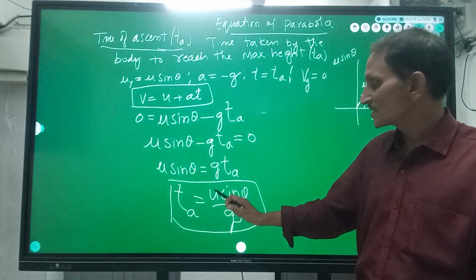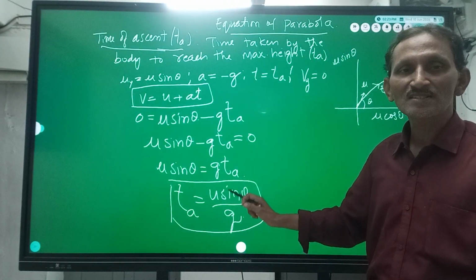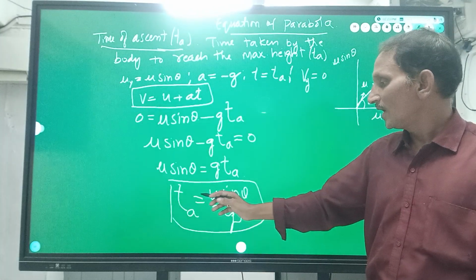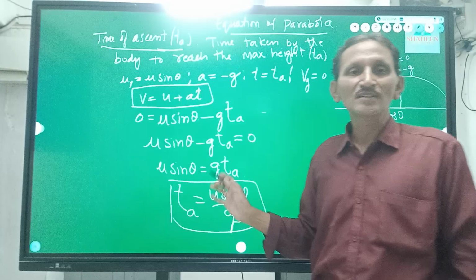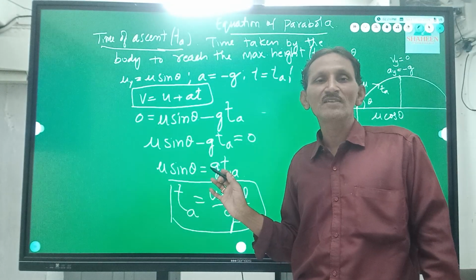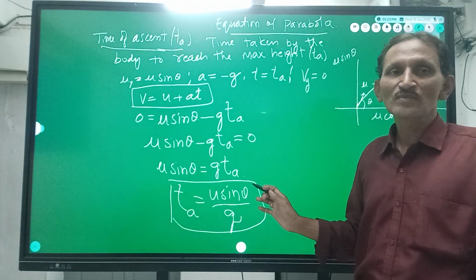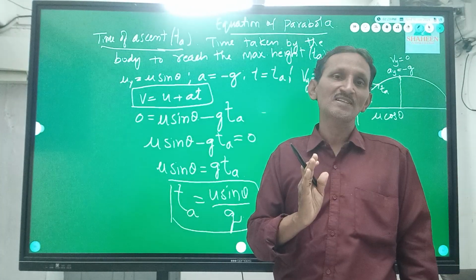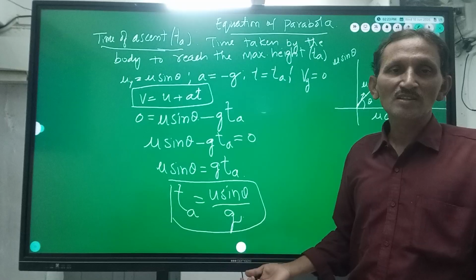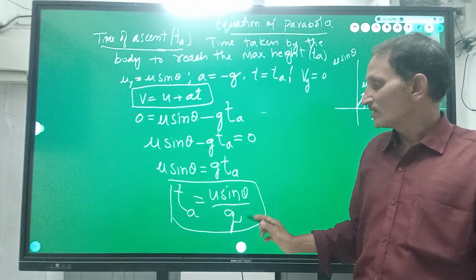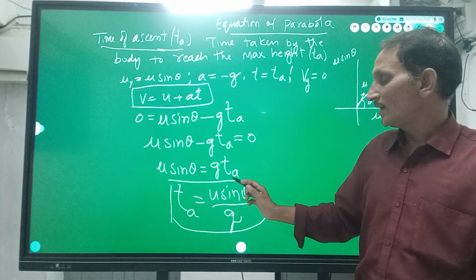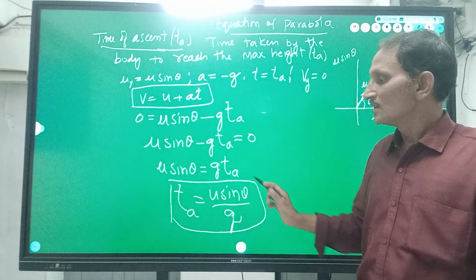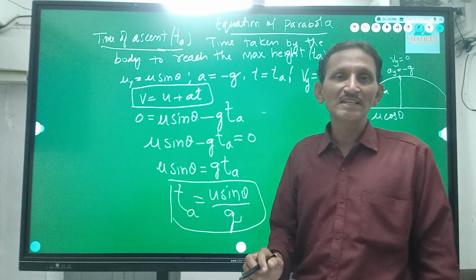So time of ascent depends directly upon the initial startup velocity, and it also depends upon sine theta, the theta value. Sine theta should be considered for the startup velocity in the vertically upward direction. The g value is constant. Taking g and the startup velocity with an angle theta, we can calculate the time of ascent.